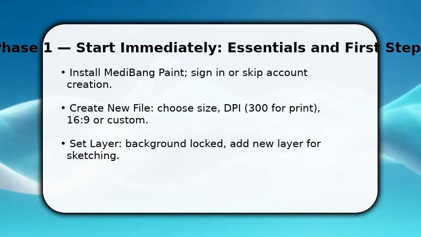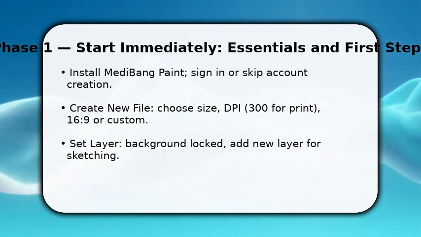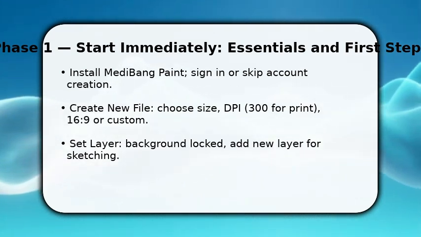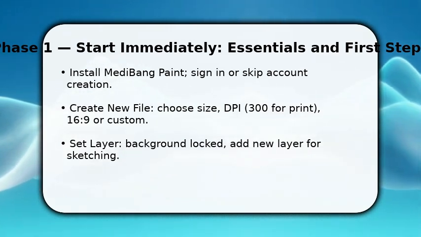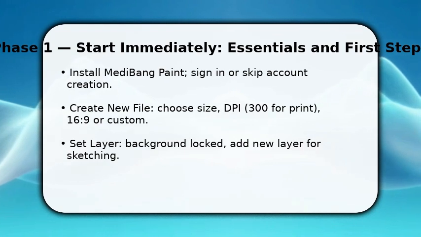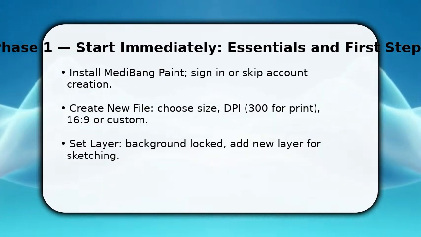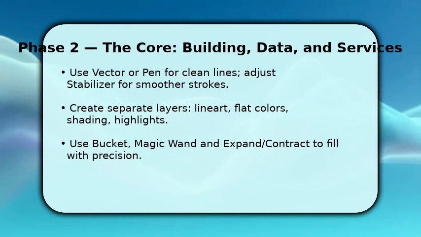Use the pencil tool at a low opacity to lay down rough shapes. This gives you flexibility. Make sure to name layers clearly as you go so you can find elements fast. Now refine your artwork by switching to a pen or vector layer for crisp linework. Increase the stabilizer for steadier strokes.